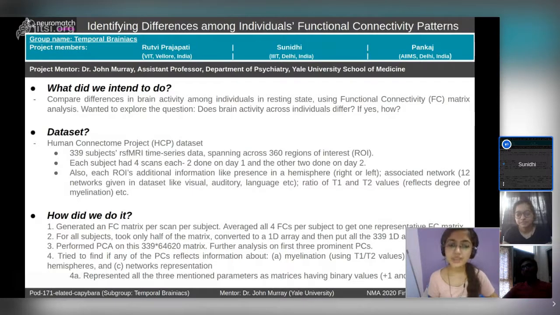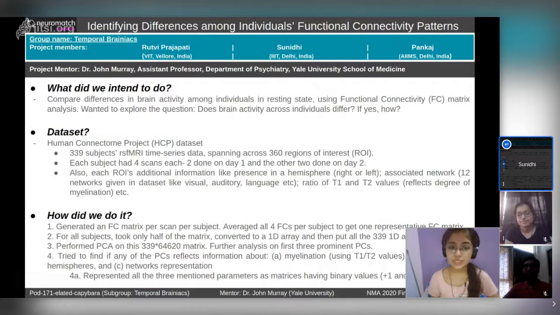NMA provided us with 339 subjects, resting state fMRI time series data spanning across 360 regions of interest. Each subject had 4 scans for resting state data, 2 taken on the first day and 2 taken on the other day. Also, each ROI had additional information like which hemisphere it belonged to, right or left hemisphere in the brain, which network it belonged to, and what was the degree of myelination in each ROI, which was reflected in the values of ratio of T1 T2 given to us.